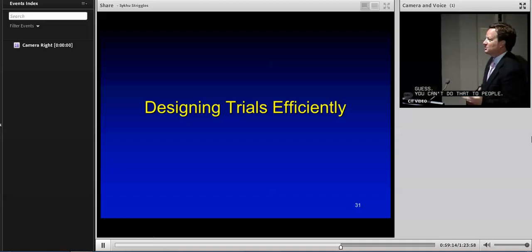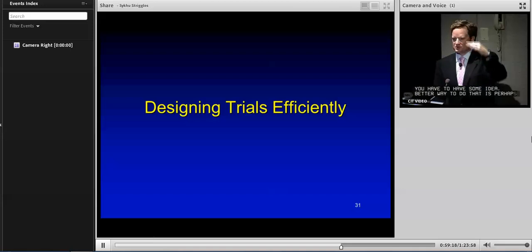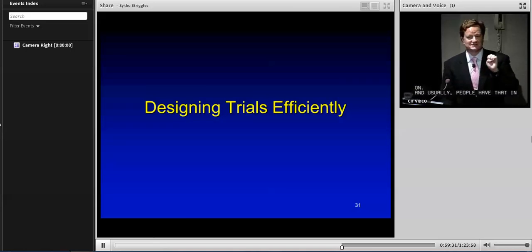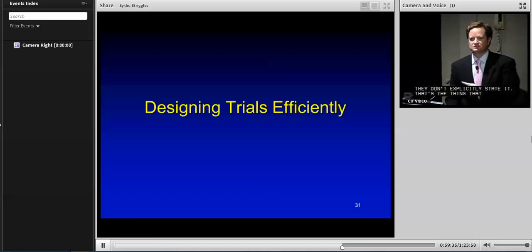And in fact, a better way to do that kind of study is perhaps then make the study a study with several doses that'll actually evaluate that and answer that question before you go forward. So yes, a hypothesis has got to have something that you're basing it on. And usually people have that in the back of their head, they just don't explicitly state it. And that's the thing that you really have to make sure you do. Any other questions?